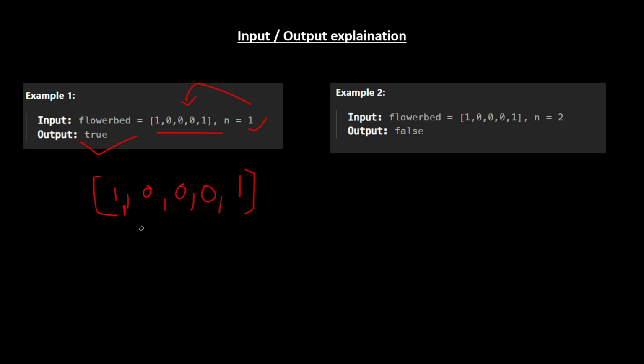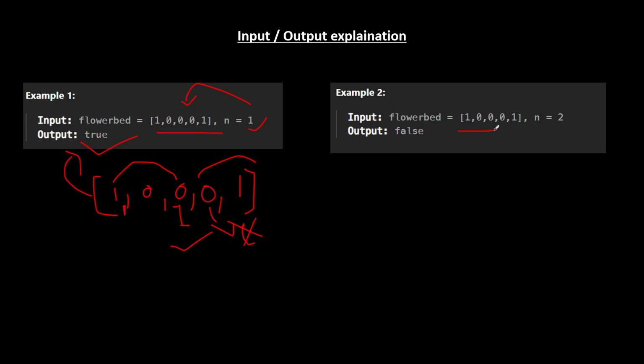So yeah, we can plant the flower one here. Yes, possible because these two are not adjacent. That's right. But if you try to plant the flower in here, it will be false. So not possible. So yeah, that's why this returns true.